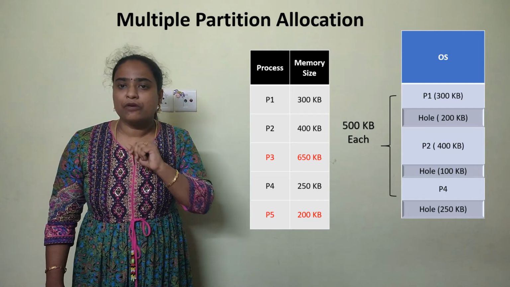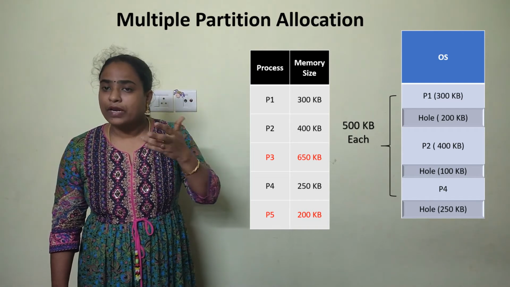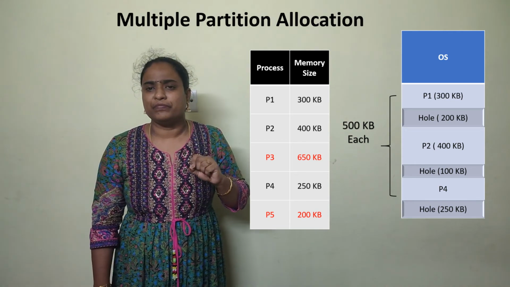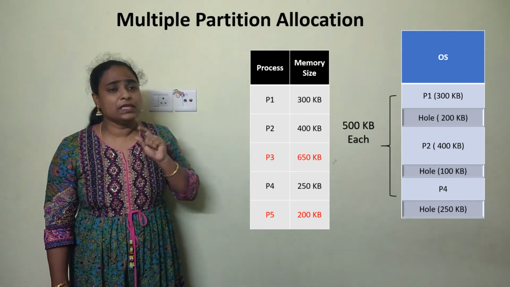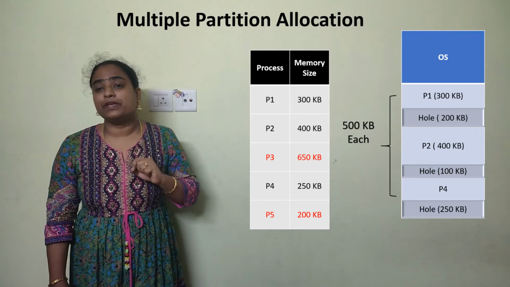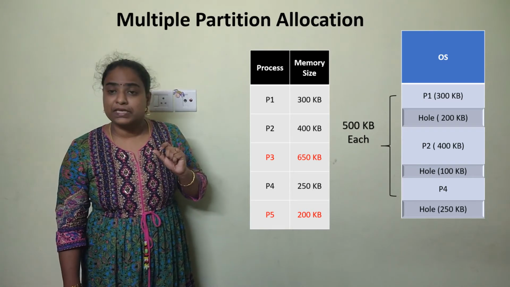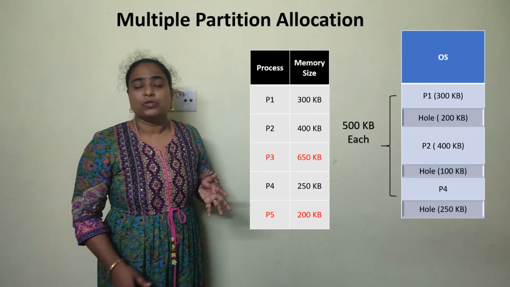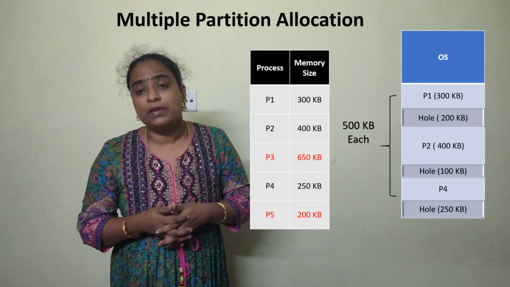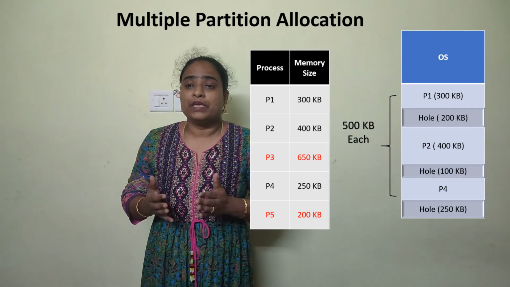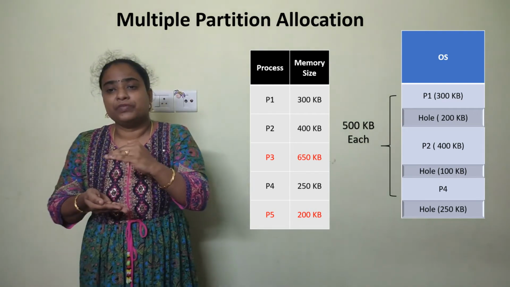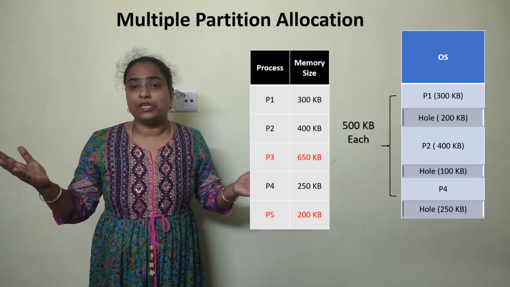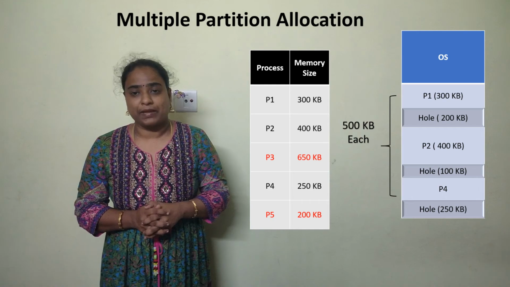P2 is in need of 400 KB. You can allocate partition 2 and it will be left with 100 KB. P3 is in need of 650 KB, but our partition size is 500 KB. Can we allocate? No. So our process may require different sizes. If the partition size is fixed, you cannot allocate for large processes. This is one issue with multiple partition.